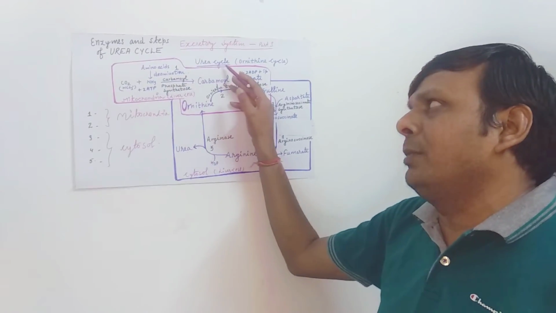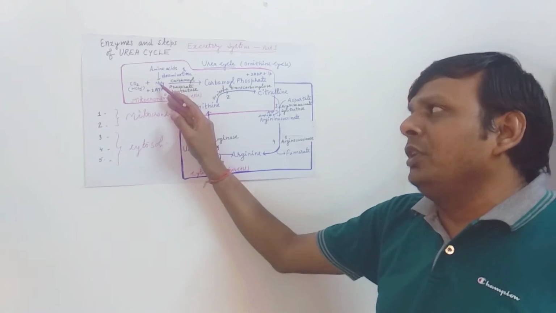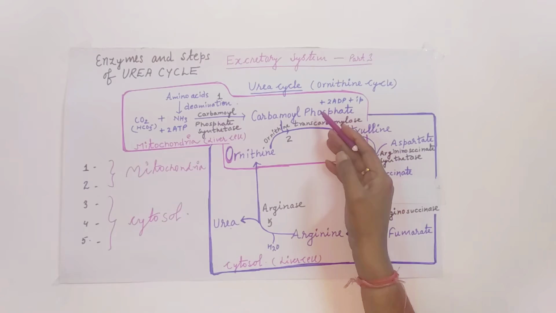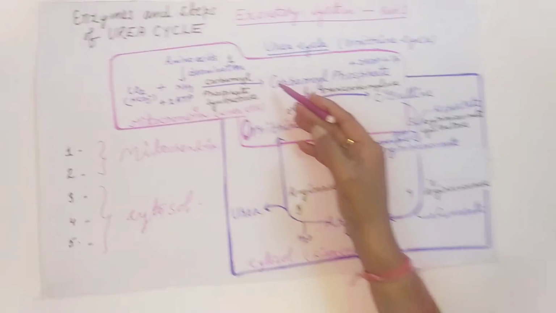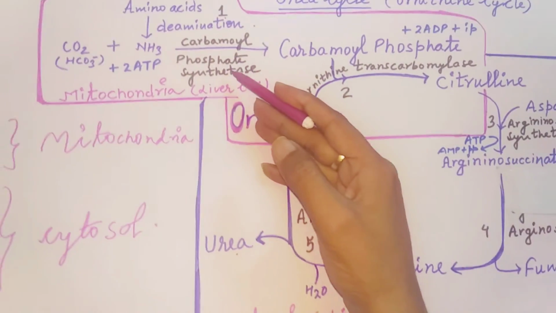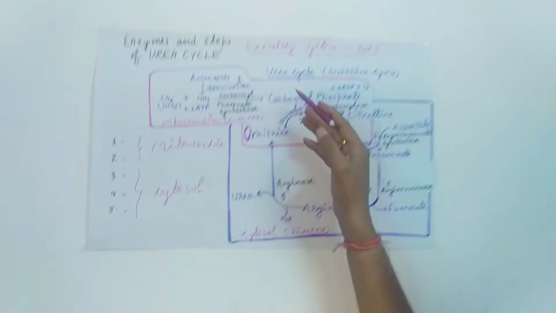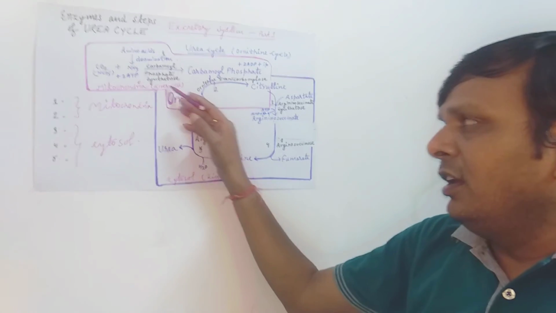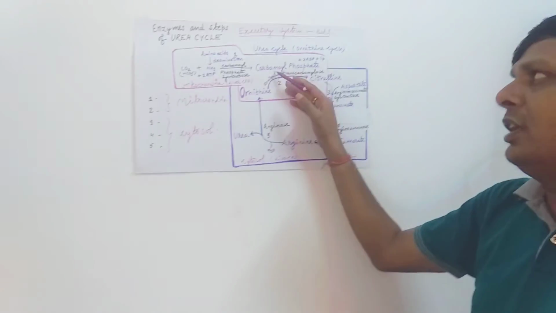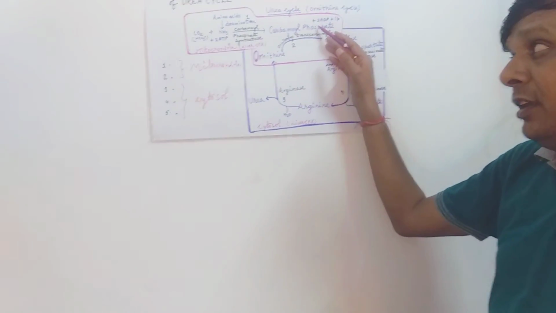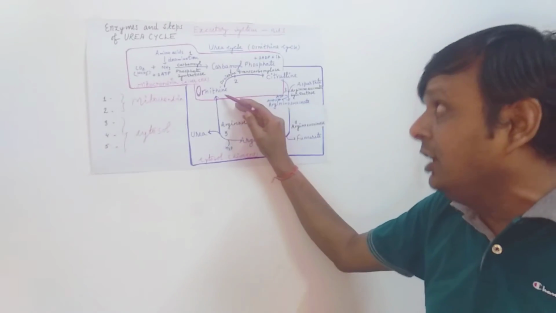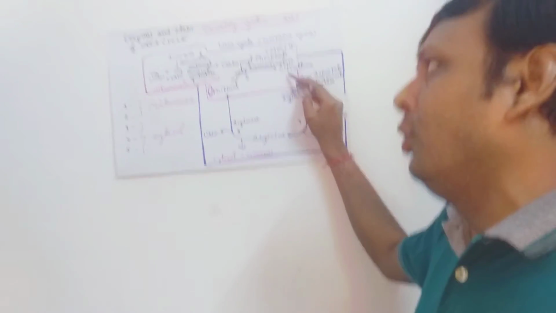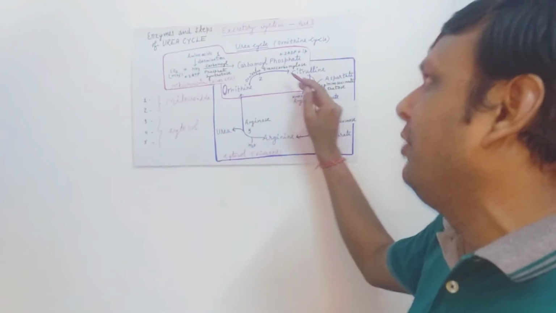In the first step of the urea cycle, ammonia first combines with carbon dioxide and a compound, carbamyl phosphate, is formed. The reaction is catalyzed by the enzyme carbamyl phosphate synthetase. The first reaction of the urea cycle occurs in the mitochondria of the liver cell. In the second reaction, carbamyl phosphate combines with ornithine and the compound citrulline is formed.